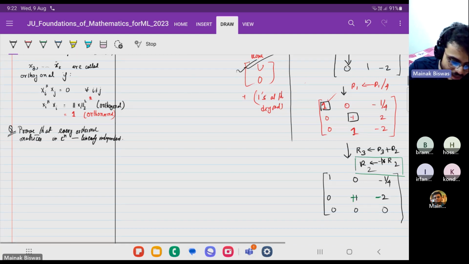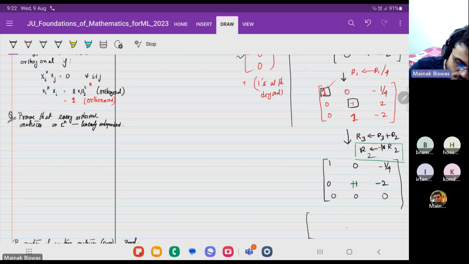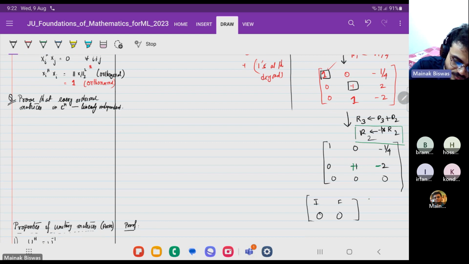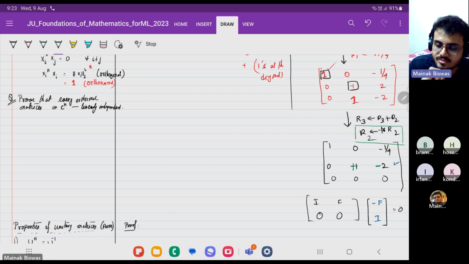So you recall, right? We had said once we do a row reduced echelon form, I will have an I, I will have an F, and I will have zeros. And in the solution to the null space, what will I do? How will I get the solution to the null space from this general form? Minus F and I. So tell me which is the I matrix and which is the F matrix here. Try to identify it.